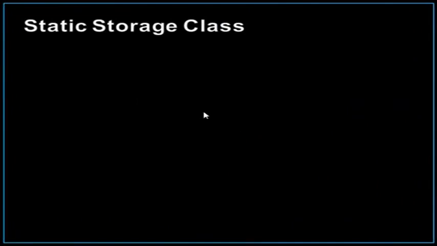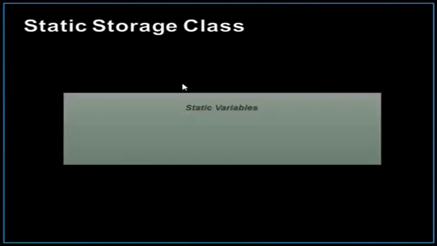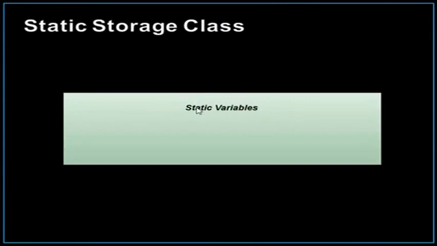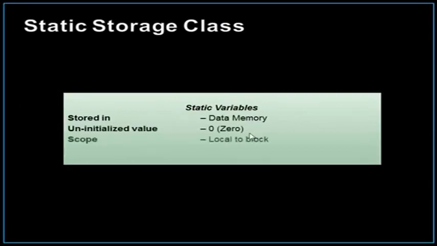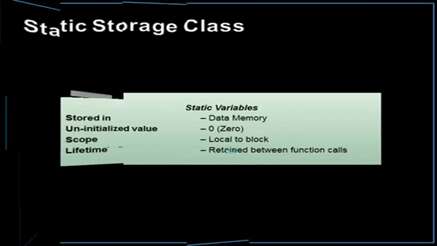Now, the last type of storage class is the static storage class. The variables declared are called static variables. These are also stored in RAM or the data memory. The uninitialized value is 0. The scope is local to a block, similar to what we saw in automatic variables. But the lifetime is retained between function calls. What functions and function calls are, we'll study in some other videos, but you should remember that the lifetime of static variables is retained between function calls.